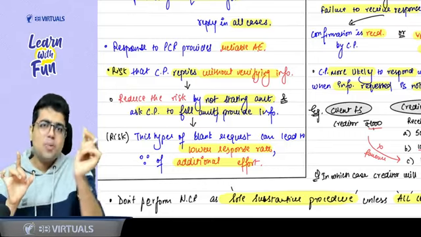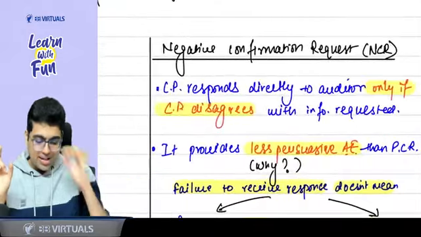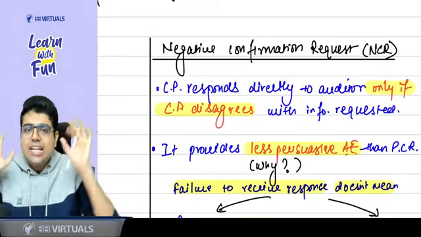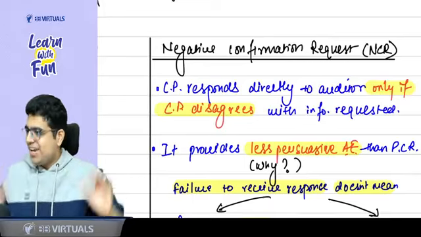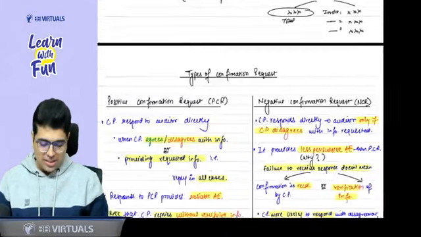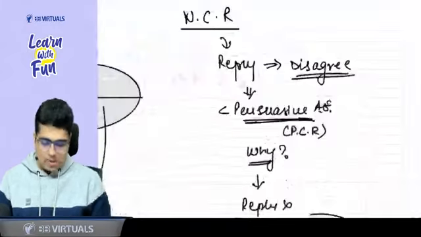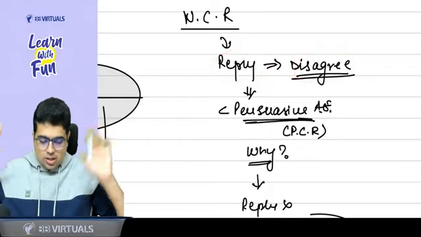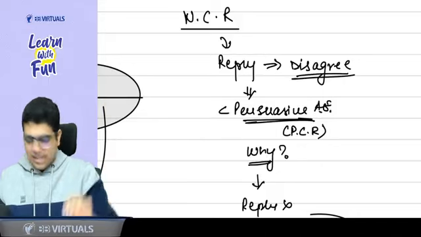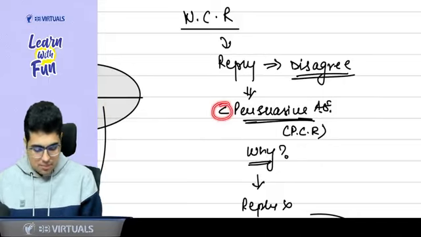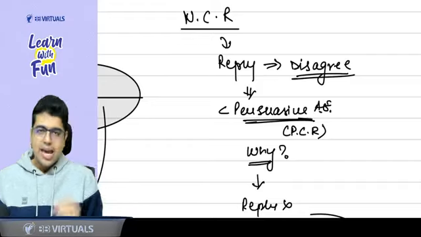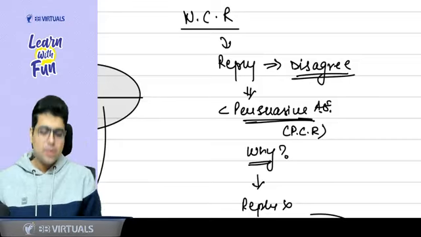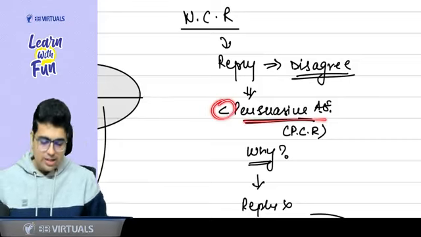Now, let's talk about the concept of NCR. NCR says that the confirming party will respond only if they disagree. If they disagree with the information, then only they will respond. So again, revising it from the chart, they will reply only if they disagree. Because this is the case, it is considered to be less persuasive audit evidence as compared to positive confirmation request.